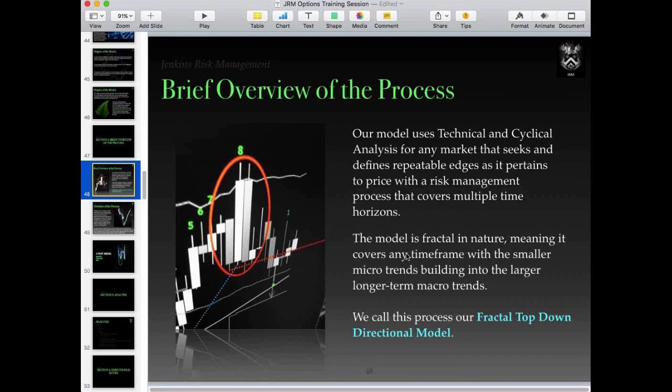Yeah, guys. So here's the model. Technically, we have a technical and a cyclical model. It's directional, all right, and it's for any market. What we try to do is seek and define repeatable edges as it pertains to price, and then we have a proven risk management process. It's one thing to be good on the charts or have a nice edge or a nice signal system. It's another thing to know the right way to apply your risk, and I think that's where a lot of traders fail, and that's what we bring to the table at our firm.